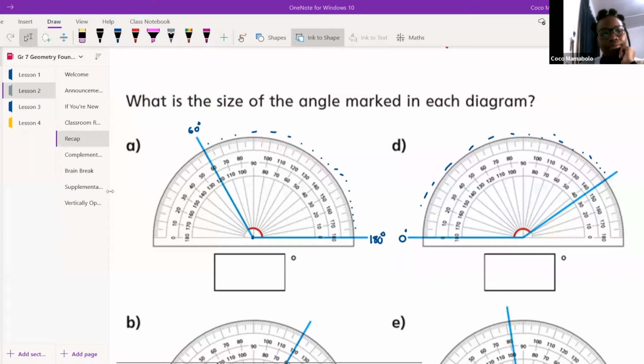Ma'am, you could say 180 minus 60 degrees. Good. 180 degrees minus 60 degrees. And how much does that give us? It'll give us 112 degrees. Oh, not 112. 118.